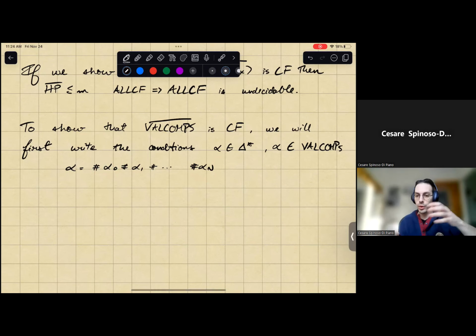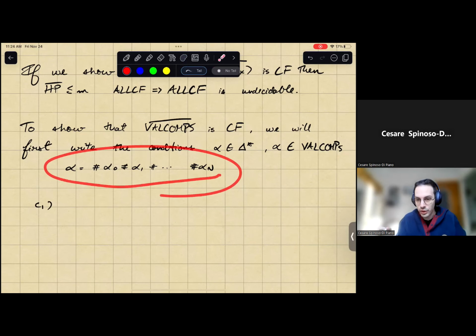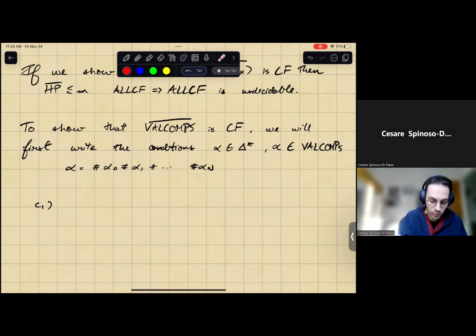Okay, and so really what we're going to do is split all those into more atomic conditions, and then intersect them all together to get the original Balcom's. You'll see why we're doing that, because then it ends up being easier to see what the complement is. So the first condition for a string to be in Balcom's, the condition C1, is that the string should look like a string of this form. That's the first condition.